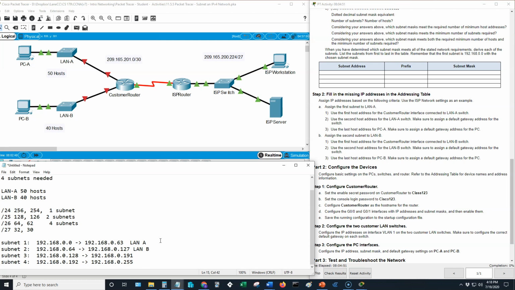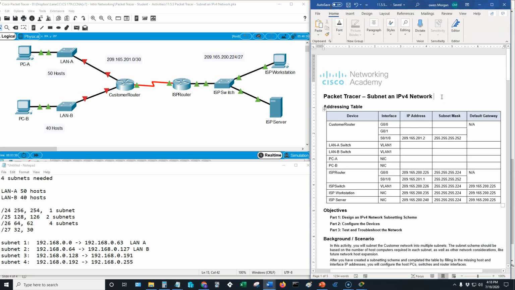Now a question might arise, why don't I just make LAN A here and then LAN B here? Well, there's a thing that you probably want to avoid when you're subnetting. You don't want to break across the section that you're using. The routers will not allow you to do that. So you're required to do them in order from the top to the bottom.